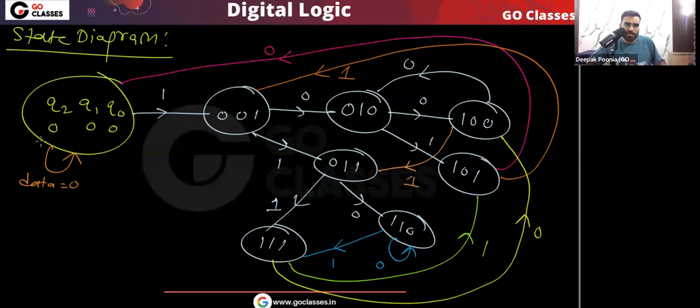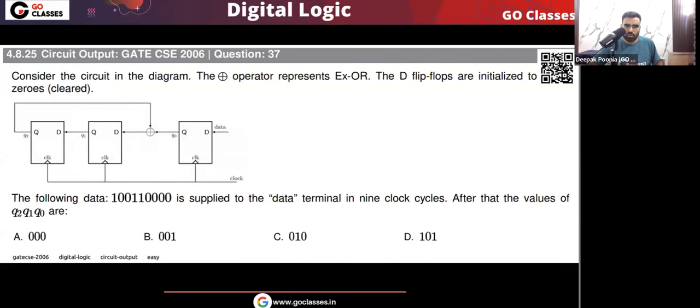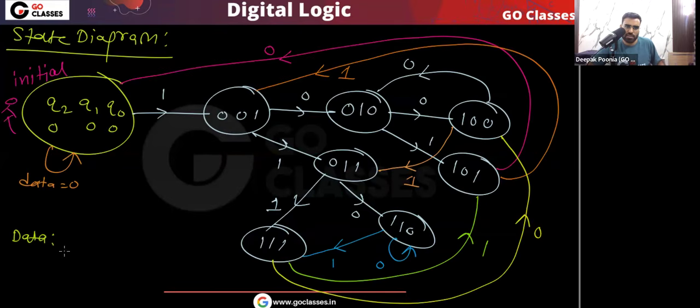This is the initial state, which means initially you are standing here, and at the data terminal the input that we are getting in the 9 clock cycles is 1 0 0 1 1 then all 0. So you can see 1 0 0 1 1 then 4 0.